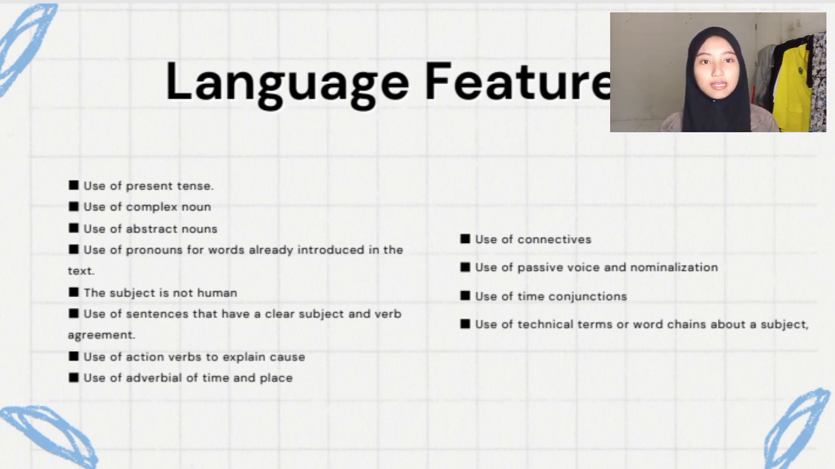The fifth is the subject is not human. The main focus of the sentence is not a human entity. For example, the earth orbits the sun.